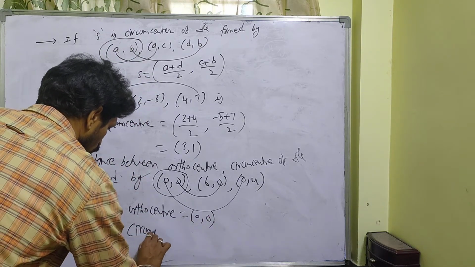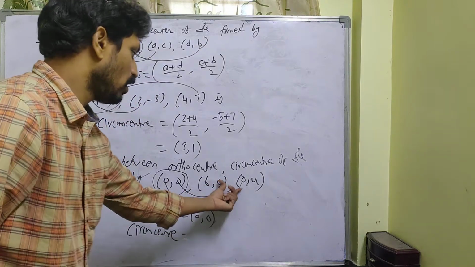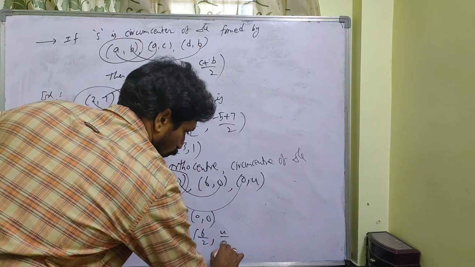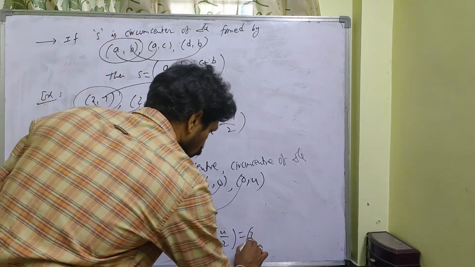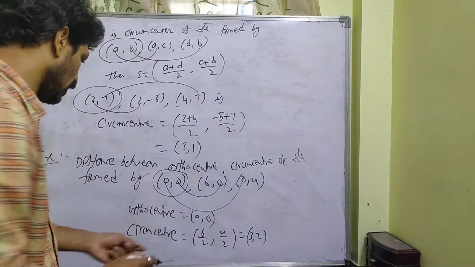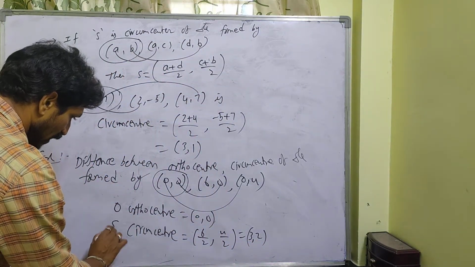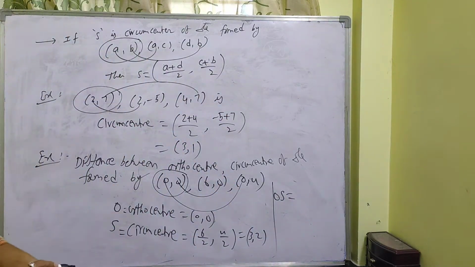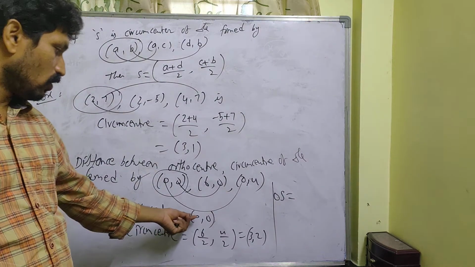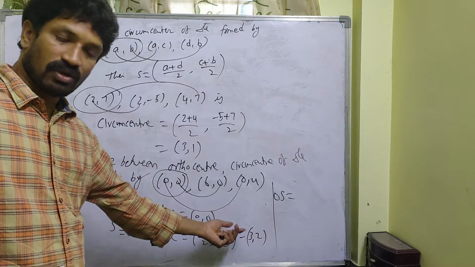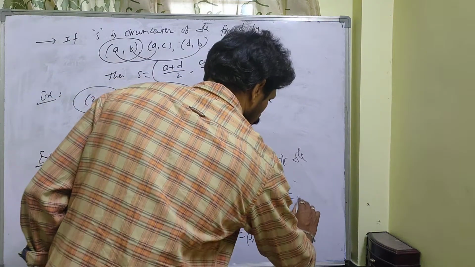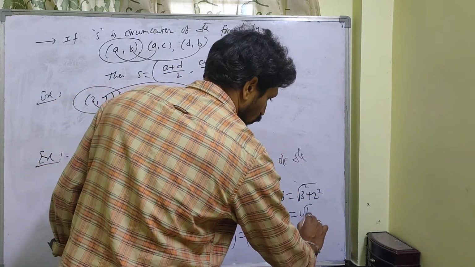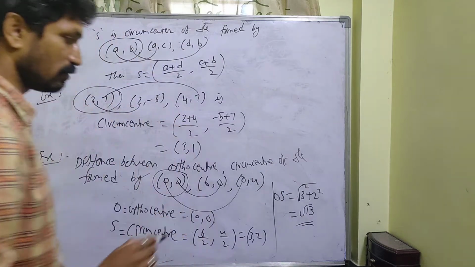Circumcenter is equal to the midpoint of these two points: (6 + 0)/2 = 6 by 2, (0 + 4)/2 = 4 by 2. That is nothing but (3, 2). Now the distance between these two, let us denote this as O and this as S. So what is asked? OS, the distance between the orthocenter and circumcenter. So OS is equal to root of (0 - 3) whole square plus (0 - 2) whole square, that is root of 9 plus 4, that is root 13 units. That is the distance OS.